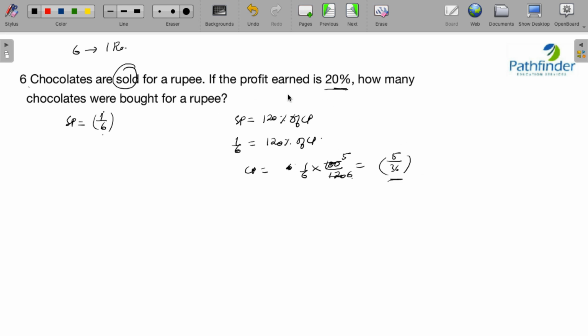But you are asked how many were bought for a rupee. So if this is the price of one chocolate, for 1 rupee you will get 36 by 5 chocolates. It is not an integer, but fine, you can actually understand how to solve this question.